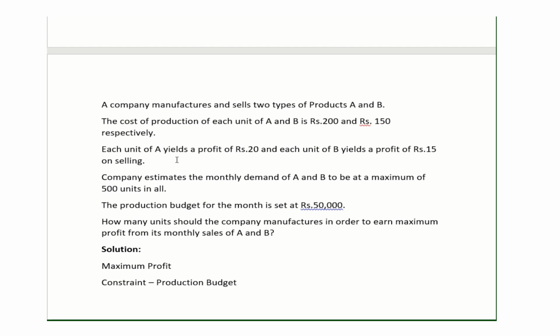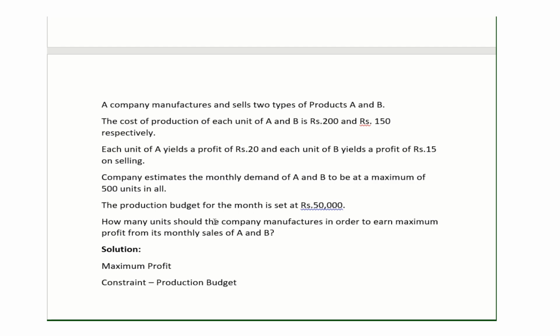And each unit of A yields a profit of rupees 20 and each unit of B yields a profit of rupees 50 on selling. So if you sell these products A and B, for each unit they earn a profit of rupees 20 and rupees 50. Next, the company estimates the monthly demand. The monthly demand in the market for both products A and B is a maximum of 500 units. So the limit will be 500 for the month.